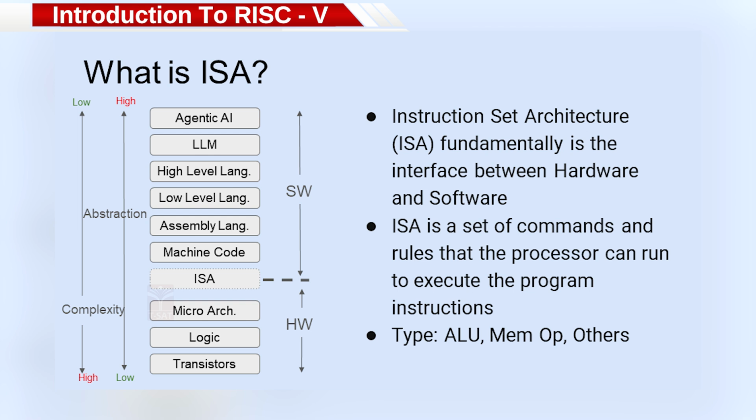You have these logical units in the chip. How all those logical units are used is the boundary between the software and the hardware. So that's where the instruction set architecture comes into the picture. On top of that, you have the machine code, assembly language, low level language, high level language, and nowadays you have large language models and agentic AI. I mean, this will evolve.